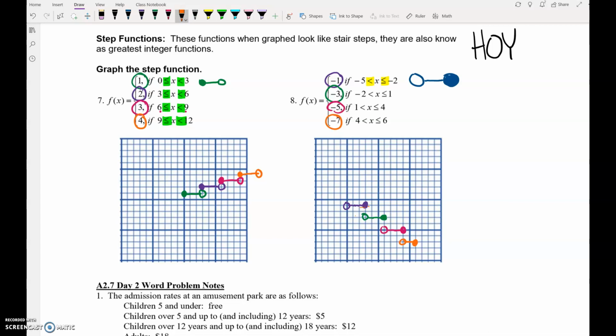I had the question, what's the point of this? Let's say you're at the pumpkin patch and you're 5 years old or under, you get in a cheaper rate. So if you're under 5, it only costs $2. But if you're over 5, it costs $5. This is a visual representation of something like that.